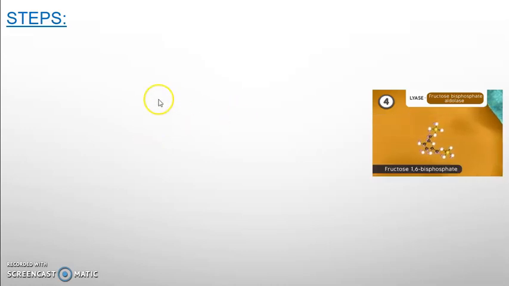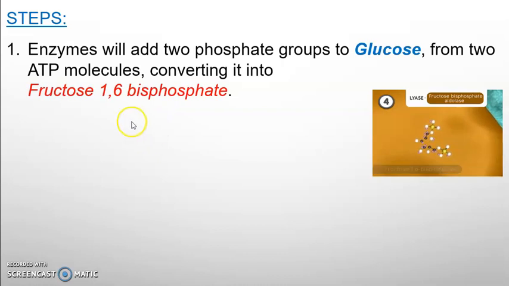First step here, again, in the cytoplasm, we're going to have multiple enzymes. I'm not going to give you any names to memorize this time, but trust me, there's a lot of them that are going to add 2 phosphate groups to glucose, which will come from 2 ATP molecules and convert glucose into something new called fructose 1,6-bisphosphate. The bi here means 2.